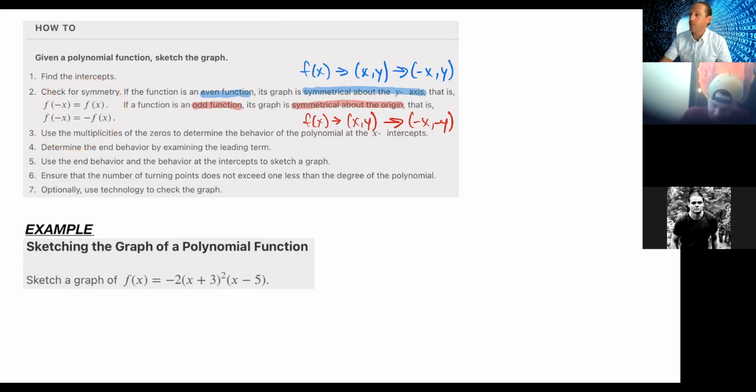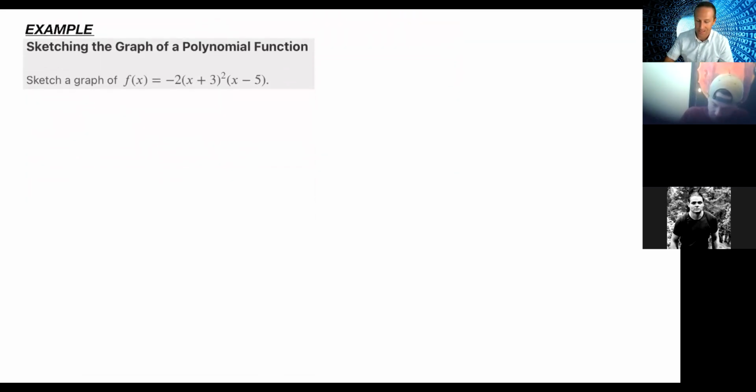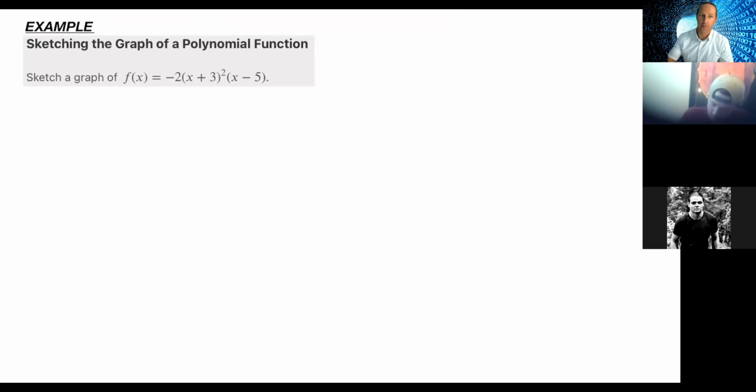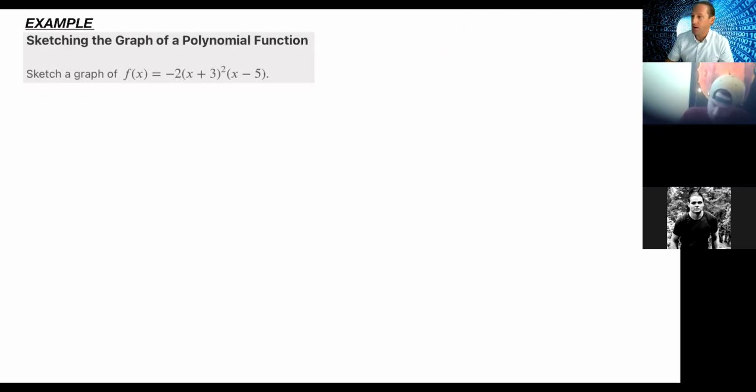So all the stuff that we've been talking about the last couple of weeks, we're going to try to put it all together and see if we can't sketch this graph. Okay, so I'm going to go ahead and pause the video here and let you guys take 3 minutes to give this a shot. All right, try this on your own real quick.